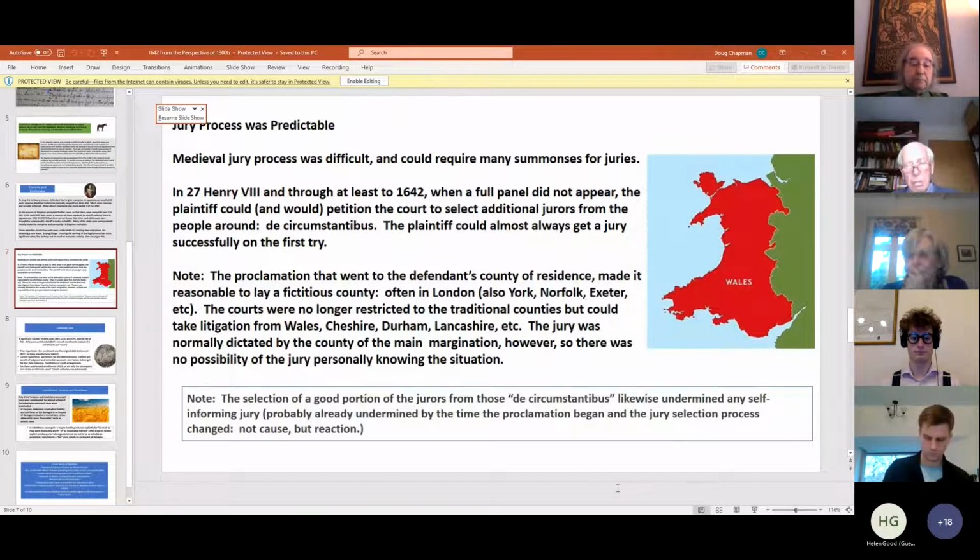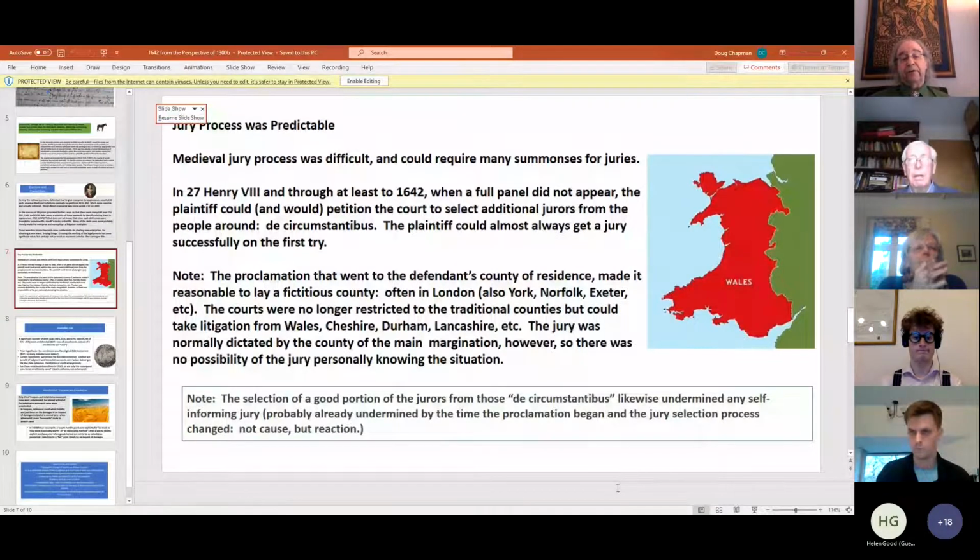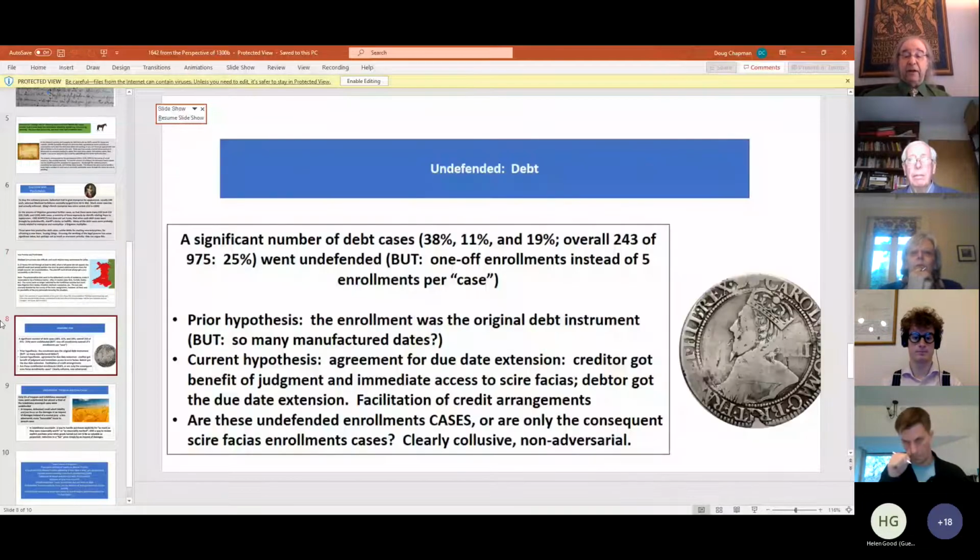Okay, next slide. But that meant that jury process was just really predictable too. So the overall effect of all of this was almost like a machine on the process side. You fed the case in at the beginning, and it went smoothly and predictably through to the end.